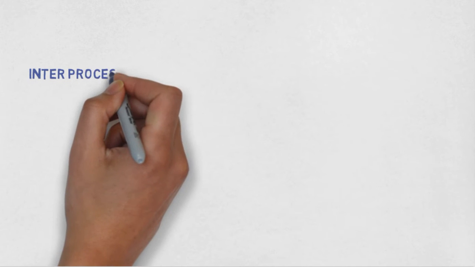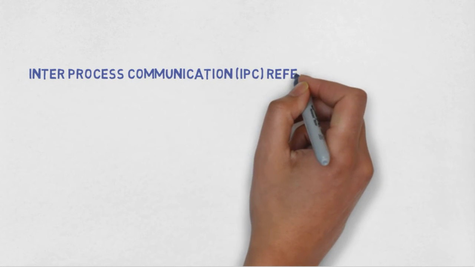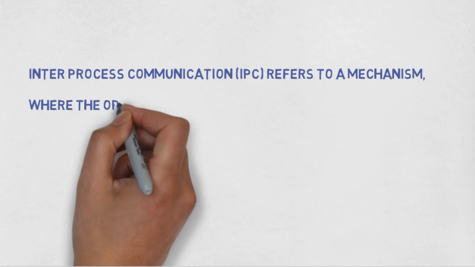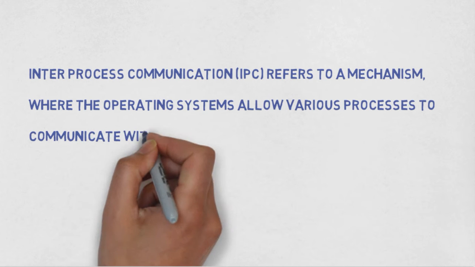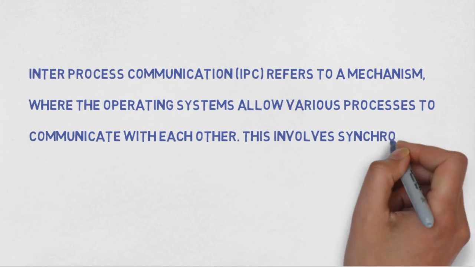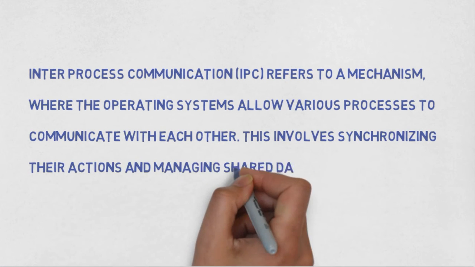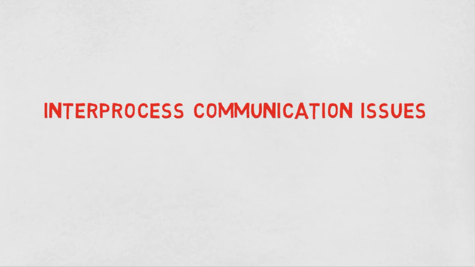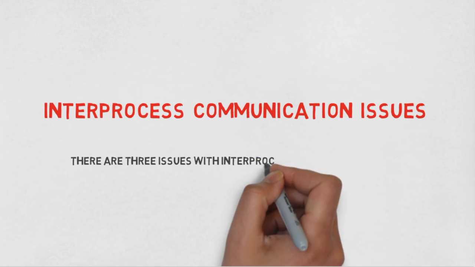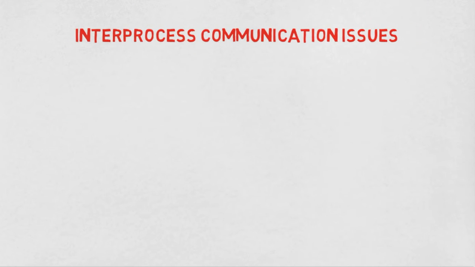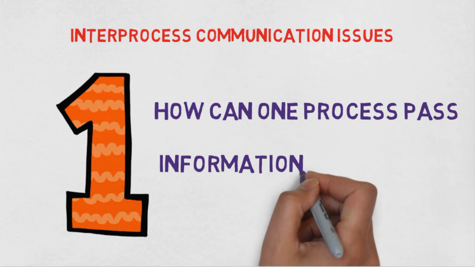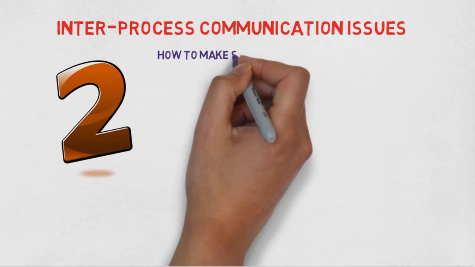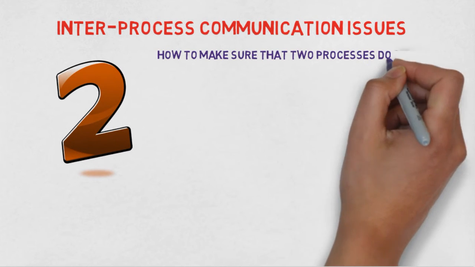Inter-process communication (IPC) refers to a mechanism where the operating system allows various processes to communicate with each other, and this involves synchronizing their actions and managing shared data. There are three issues with inter-process communication. The first one is how one process can pass information to another. The second has to do with making sure two processes do not get in each other's way.